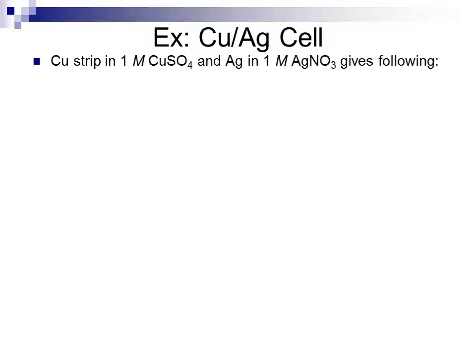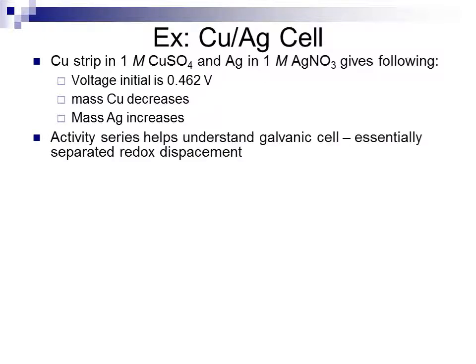Looking at the copper-silver cell that we started with, if we put a copper strip into 1 molar copper sulfate and a silver strip into 1 molar silver nitrate, we would find that the voltage would initially be 0.462 volts. The mass of the copper would decrease, and the mass of the silver would increase. We can look at an activity series to help us understand why a galvanic cell happens the way that it does. Think of a galvanic cell basically as being a separated redox displacement reaction.